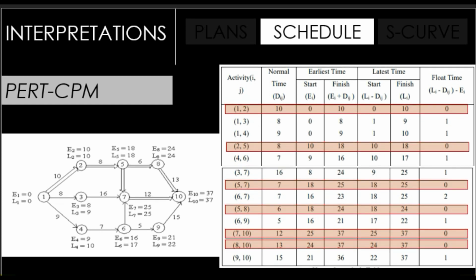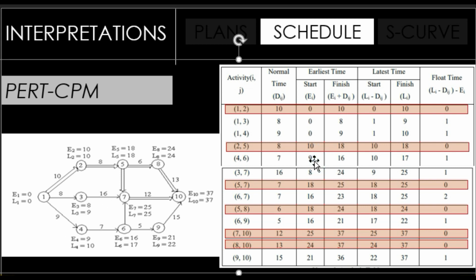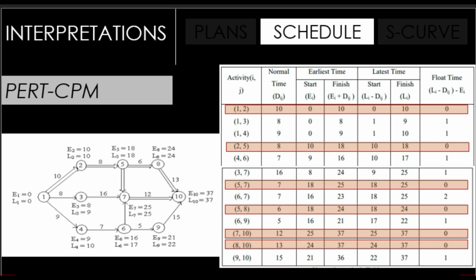Here we have an example of PERT CPM. From the table, the critical nodes are 1-2, 2-5, 5-7, 5-8, 7-10, and 8-10. From the table, there are two possible critical paths. We have 1 to 2, 2 to 5, 5 to 8, and 8 to 10. And then we have also 1 to 2, 2 to 5, 5 to 7, and 7 to 10.